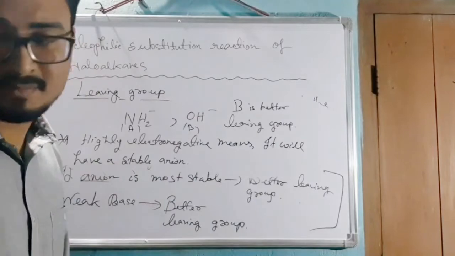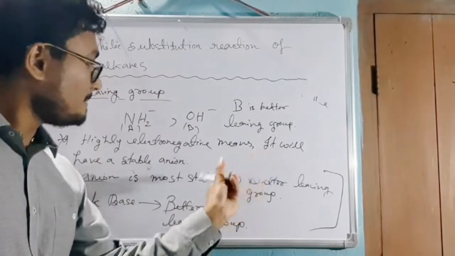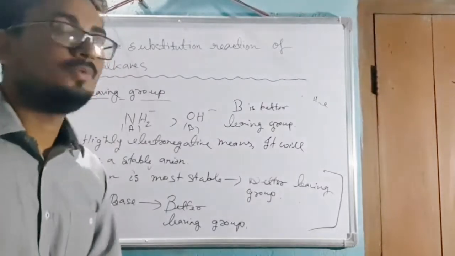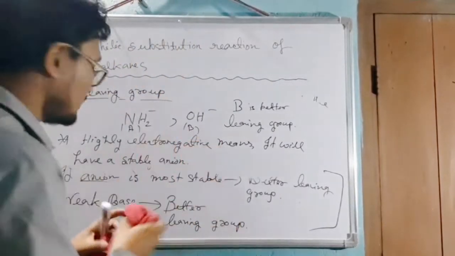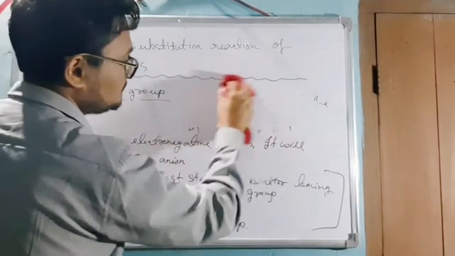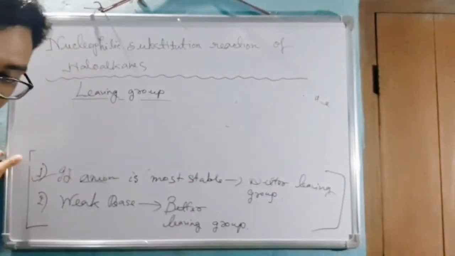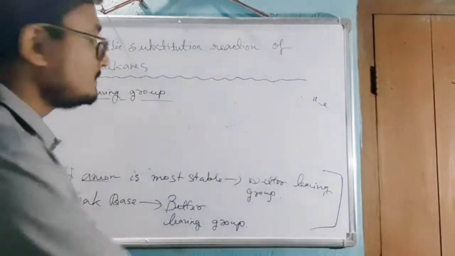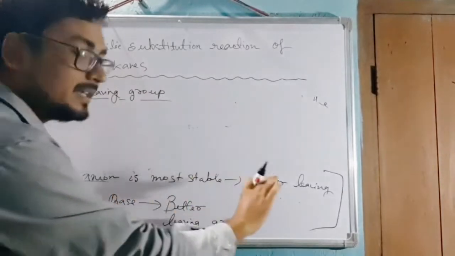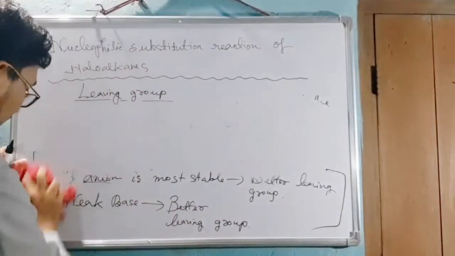Now let us take another example. This concept is clear. If the anion is most stable, then it will have a better leaving group. Now we take another example. Remember the concept, everyone.